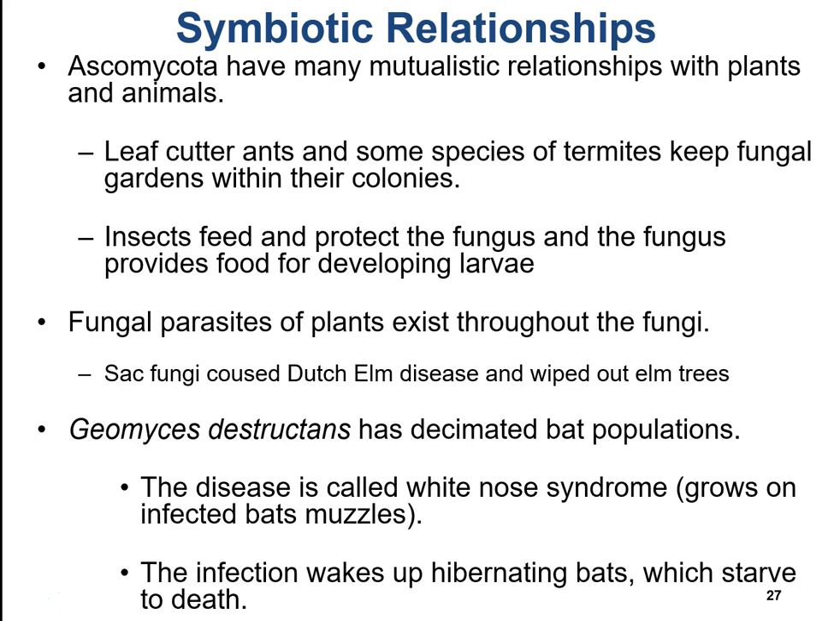There are also, like I mentioned before on the intro slide to these sac fungi, fungal parasites to plants that can form diseases like Dutch elm, which can basically wipe out elm trees. Another type of sac fungi can cause a disease in bats called white nose syndrome. When the bats are hibernating, this fungus starts to grow on their muzzles. The infection causes the hibernating bats to wake up when they're supposed to be hibernating, there's no food available, and they end up starving to death.